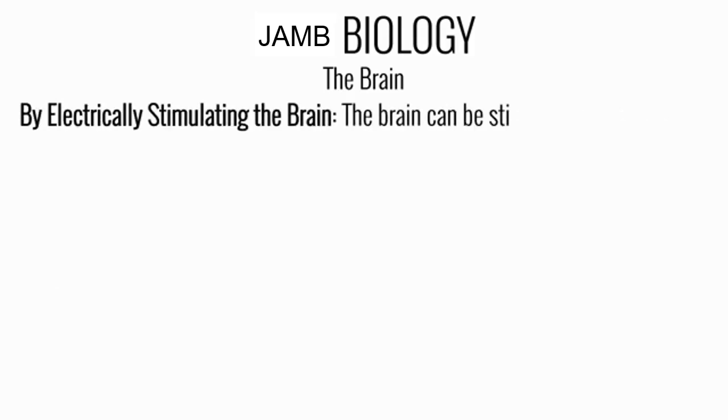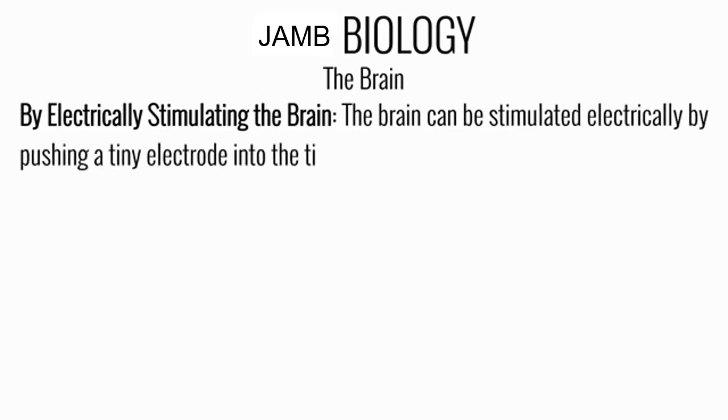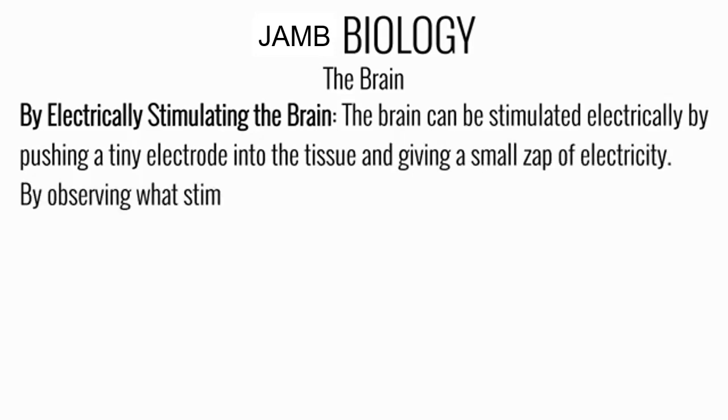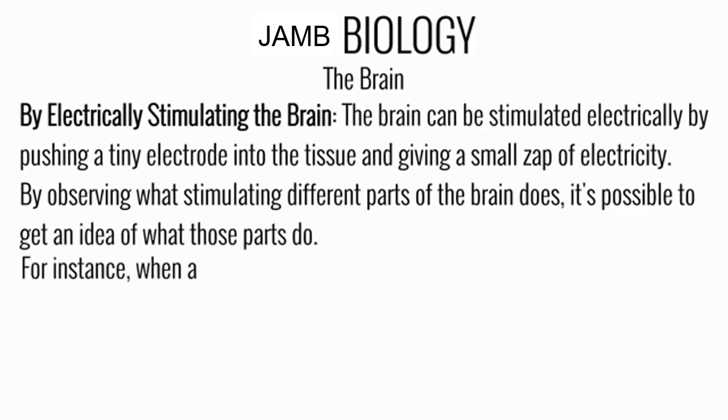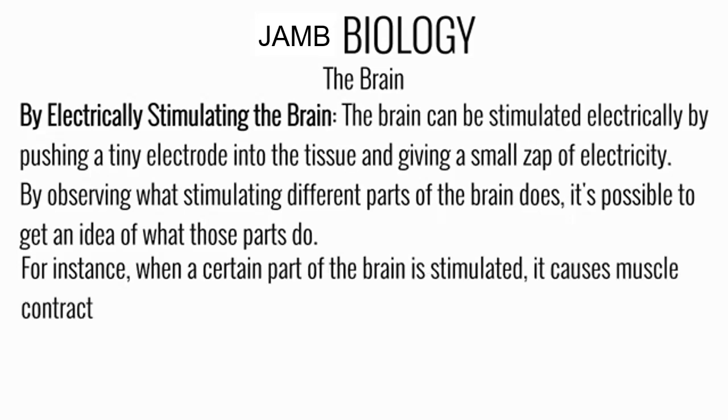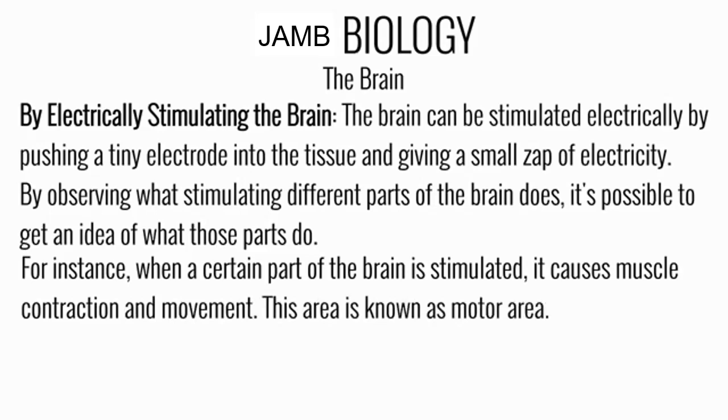Another way to study the brain is by electrically stimulating the brain. The brain can be stimulated electrically by pushing a tiny electrode into the tissue and giving a small zap of electricity. Now, by observing what stimulating different parts of the brain does, it's possible to get an idea of what those parts do. For instance, when a certain part of the brain is stimulated, it causes muscle contraction and movement. This area is known as the motor area.